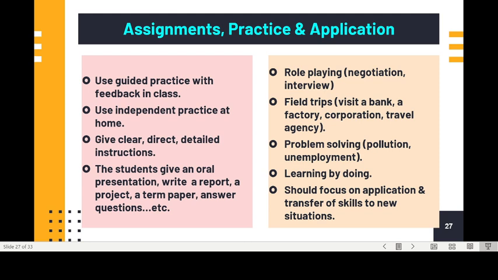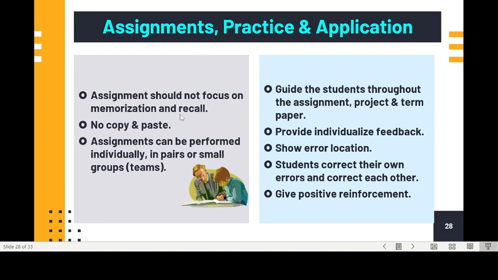So students usually learn by doing. If they visit a bank, visit a factory, a corporation, travel agency, conduct an interview, they will never forget these things because they learned by doing. The assignments should focus on application and transfer of skills to new situations. They should not focus on rote memorization and recall.